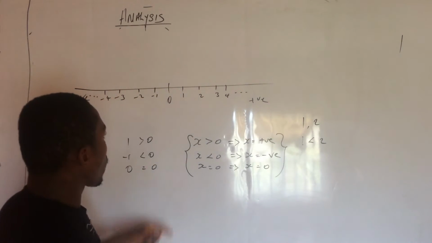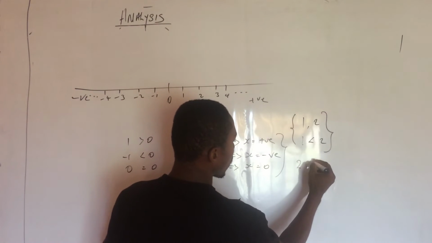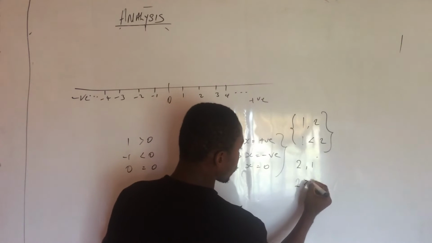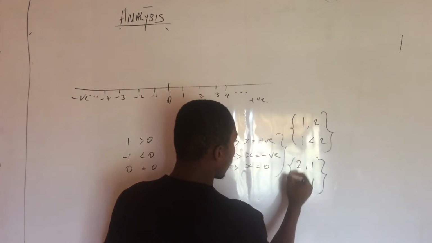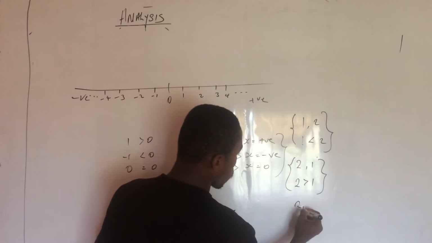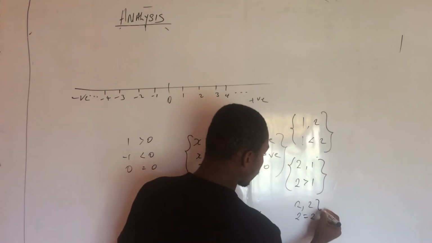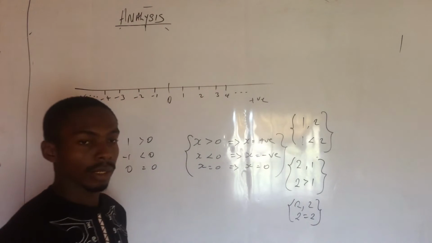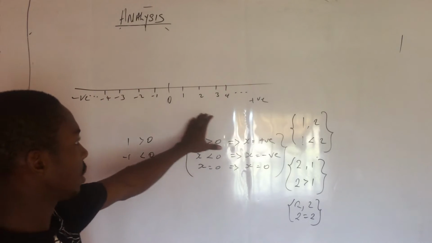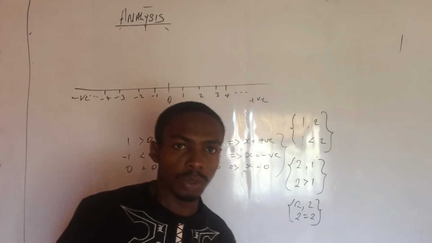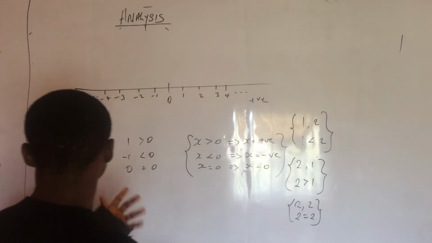Let's pick 2 and 1. You see that 2 is greater than 1. Let's pick 2 and 2. We see that 2 is equal to 2. So for any two numbers we pick from the set, this must hold. Now let's look at three numbers.